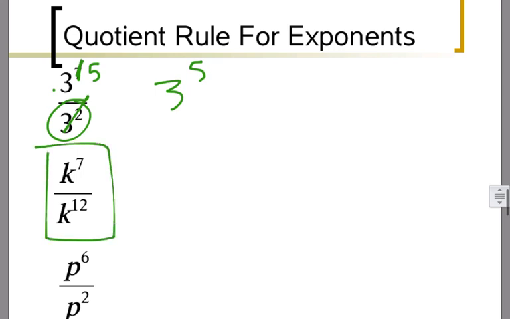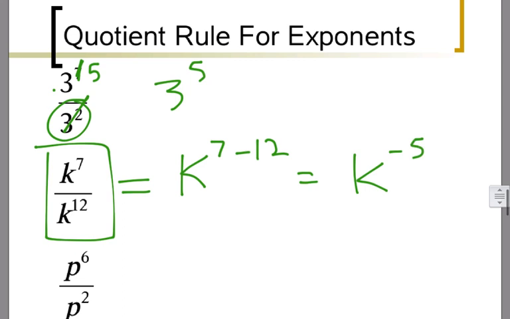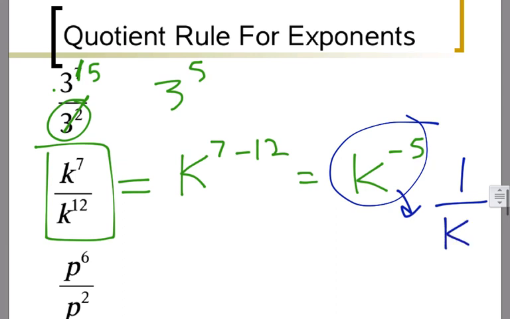So you can do it either way, but it makes a little more sense when I get to this problem in particular, because what happens is if I'm using the rule that I was showing you, I turn into k to the 7 minus 12, and we end up with a negative exponent, so k to the negative 5th, and then you have to remember that I don't leave this on top, I actually flip it down and make it 1 over k to the 5th.